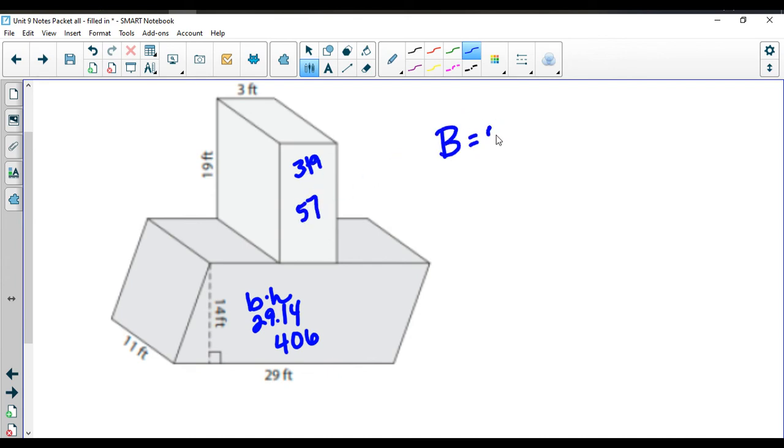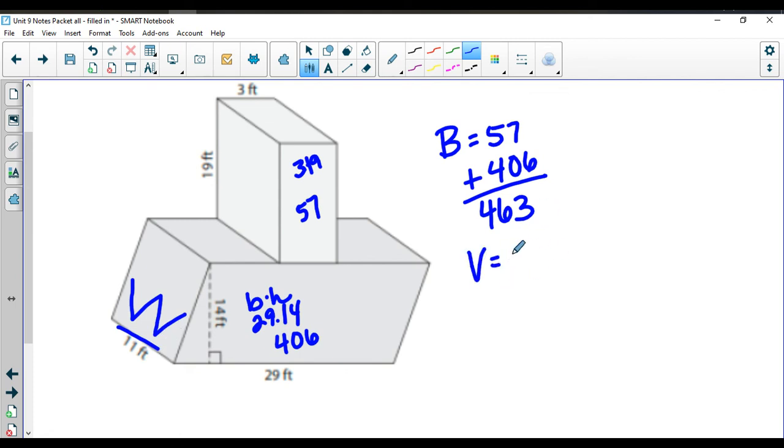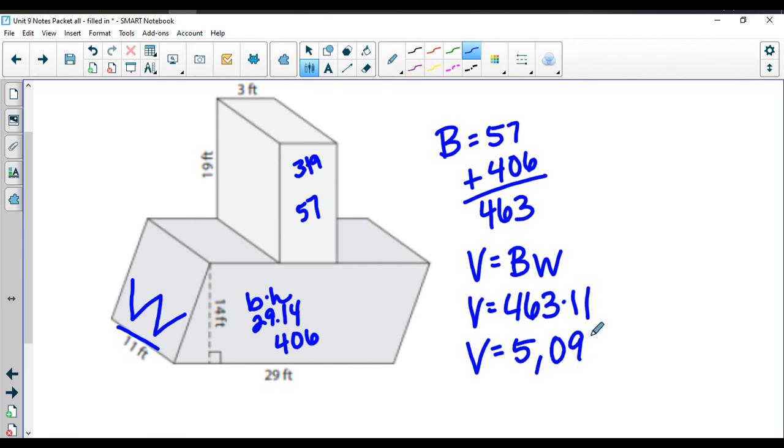So the area of my base is 57 plus 406, which gives me a total base area of 463. The base is on the front, the base is in the back here, so what's connecting them is this 11 feet. So when I do volume is equal to BW, my volume is 463 times that 11, which gives me a total volume for this object of 5,093 cubic feet.